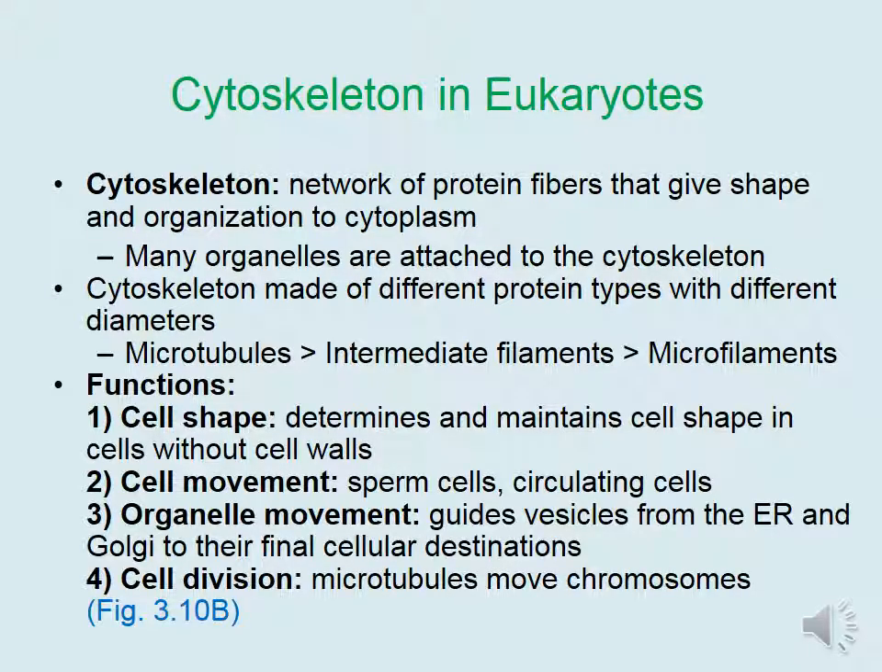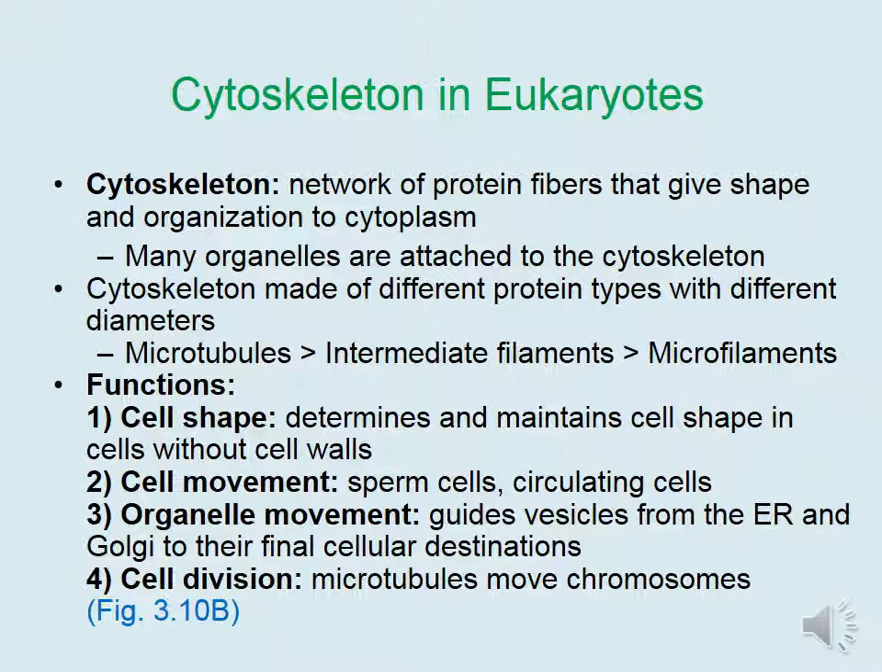The last specialized structure to discuss in eukaryotes is referred to as the cytoskeleton. Cyto means cell, so this is a cellular skeleton. The skeleton in your body is made of bone and gives your body shape. Just like that, the cellular skeleton gives cell shape, however, it is made of protein fibers. The cytoskeleton also organizes the cytoplasm by attaching many organelles to the cytoskeleton within the cytoplasm.